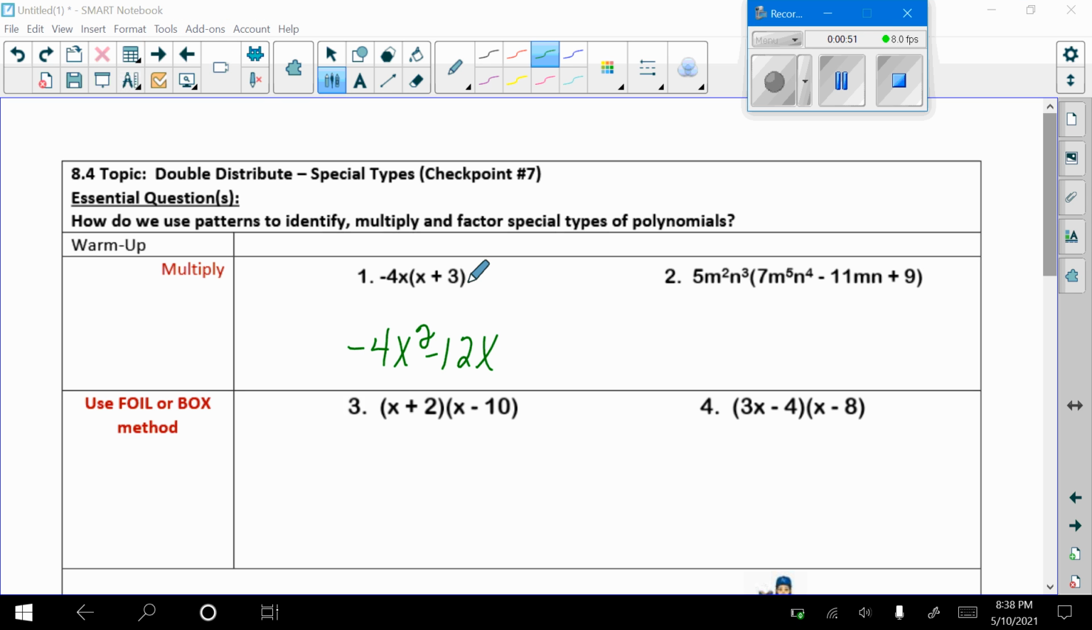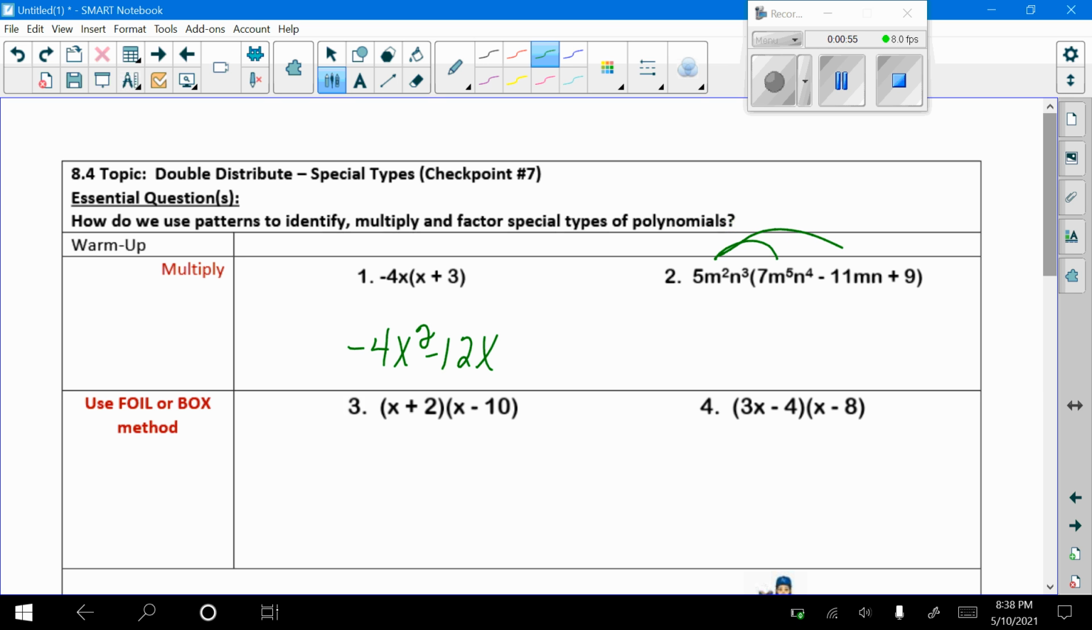So this first one's negative 4x squared minus 12x. The next one, we're going to multiply each piece. This is a trinomial, so keep in mind there's 3 terms here. So 5 times 7 is 35. M to the 2 and 5 is 7. N to the 3 and 4 is 7.